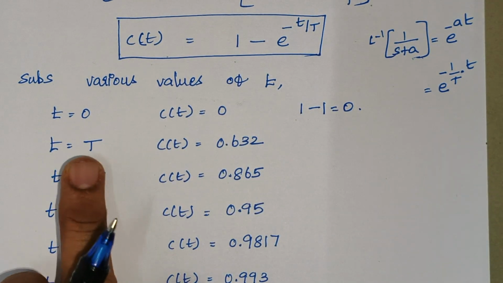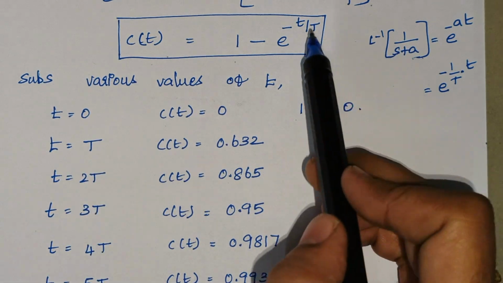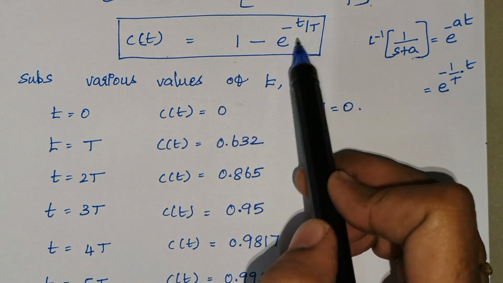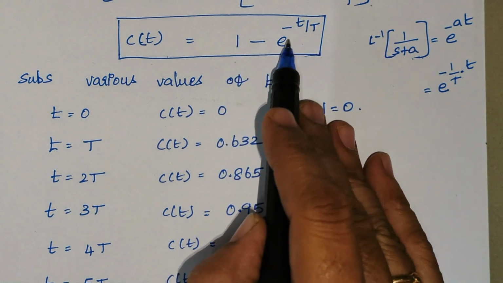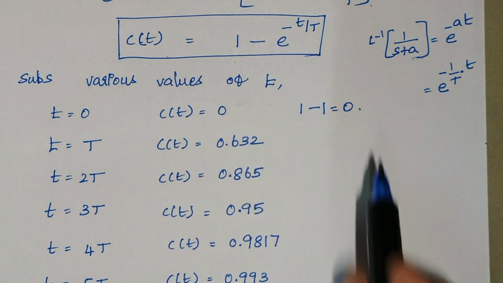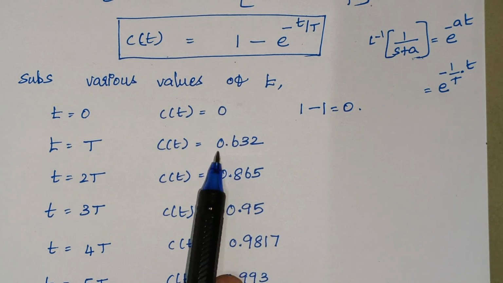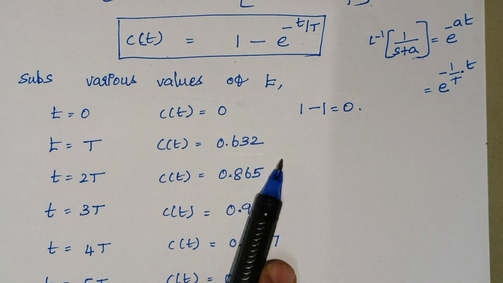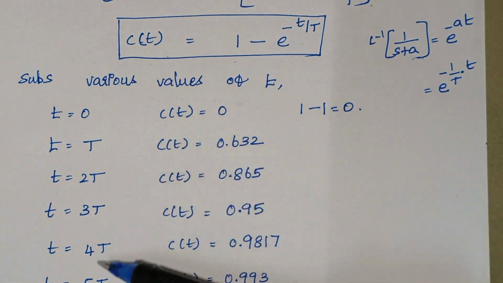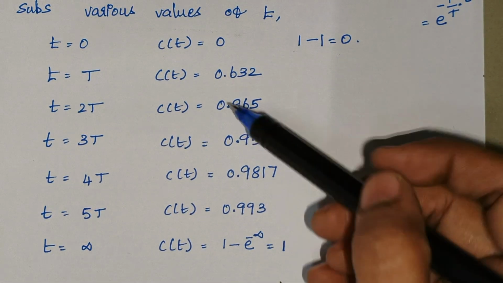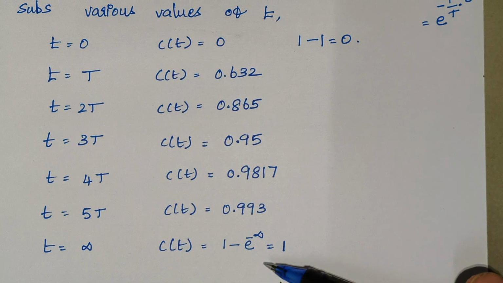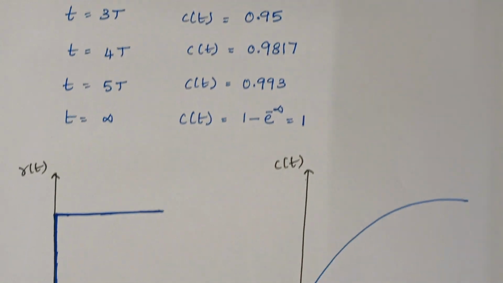And finally, when t equal to capital T, these two terms will get cancelled, and we will be having 1 minus e to the power minus 1. When you calculate, you will have the value 0.632. Like that, when you substitute the values till infinity, I get a certain range of values as output. So now we are going to draw the graph.